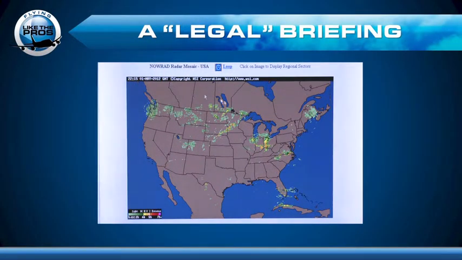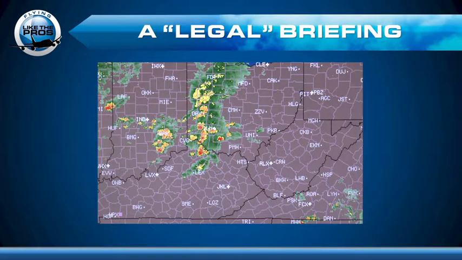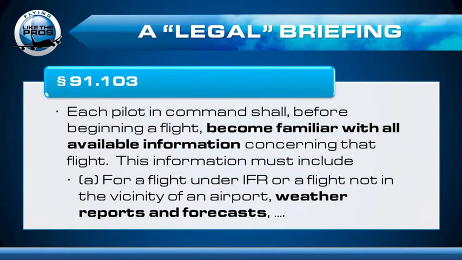We're going to talk about how to use the iPad to conduct a flight briefing, which includes getting a weather briefing. And there are always a lot of questions about what constitutes a legal aviation weather briefing. For Part 91 operations, the primary regulation is 91.103, which states that a pilot must become familiar with all available information, including weather reports and forecasts.